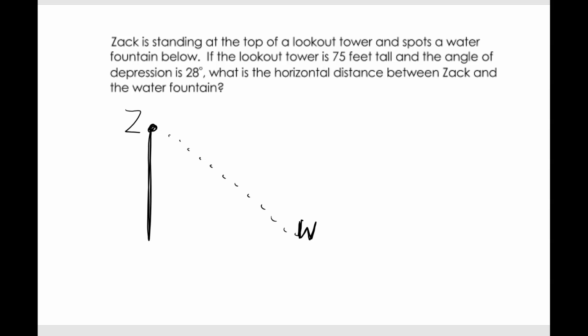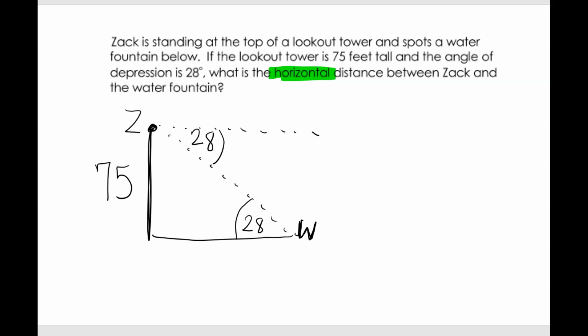If the lookout tower is 75 feet tall, so he's at the top of it, and the angle of depression is 28. So the angle of depression would be here. But the angle of depression is equal to the angle of elevation, so we're also going to put the 28 down there. What is the horizontal distance? To be horizontal means to go from left to right, from east to west or west to east, between Zach and the water fountain. So we're going to put an x down here.